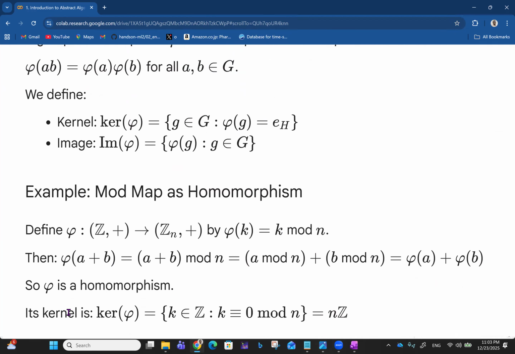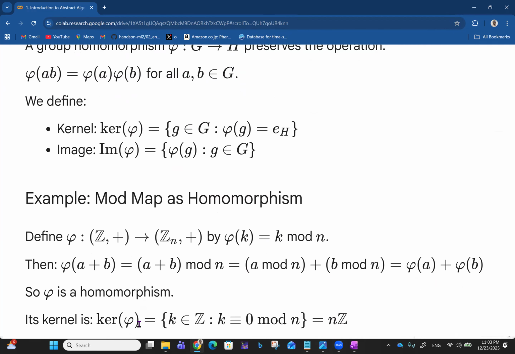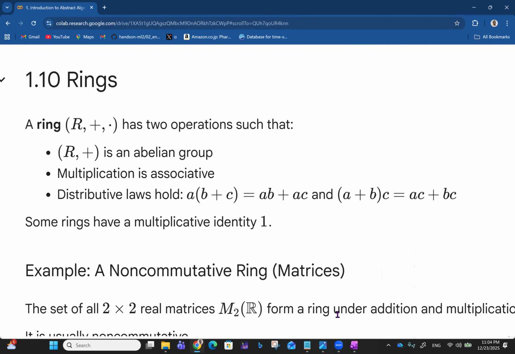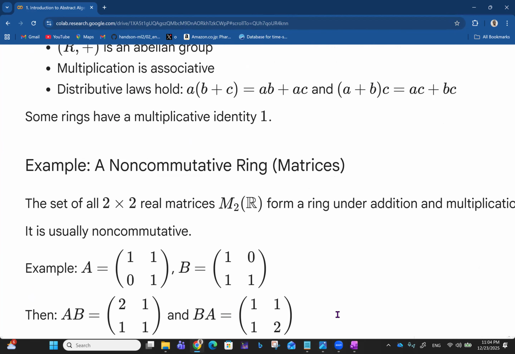And its kernel is the kernel of phi based on the definition we know. So we now have k belonging to the set of all integers, because our big G here is Z, such that k is congruent to 0 mod n, and all of that will now be n multiplied by Z. So like that. There'll be more light about this as we go on later.